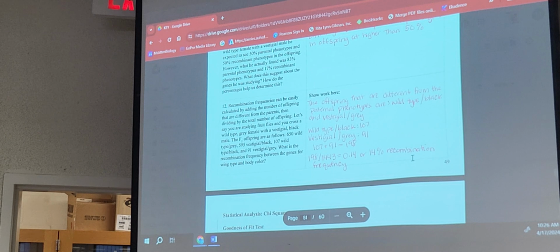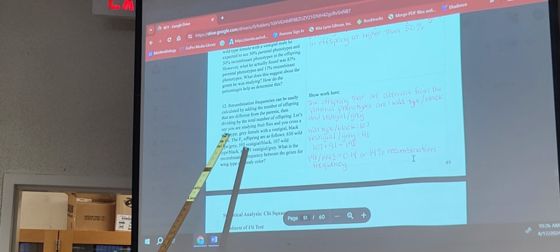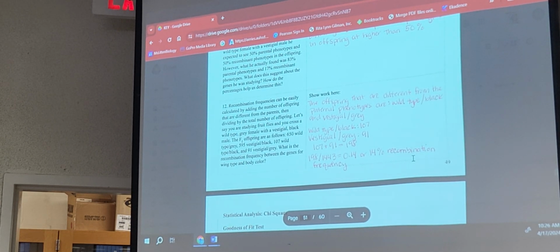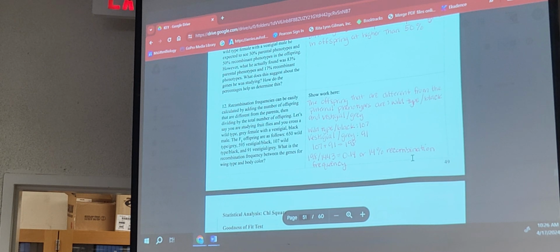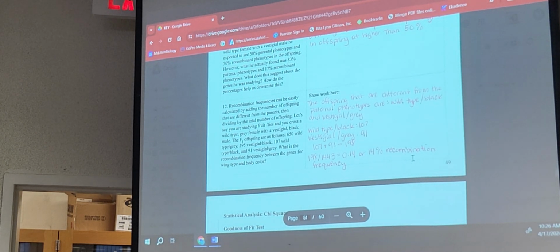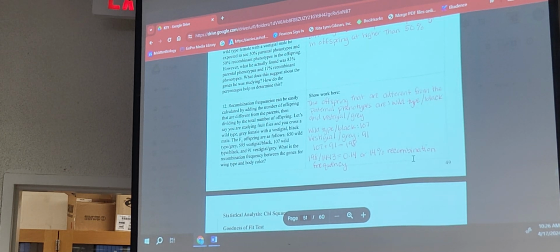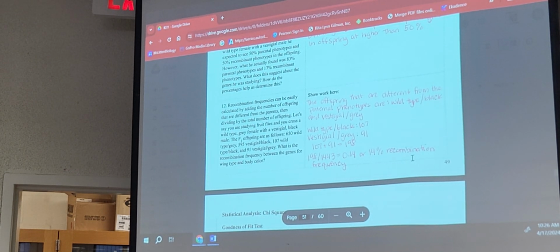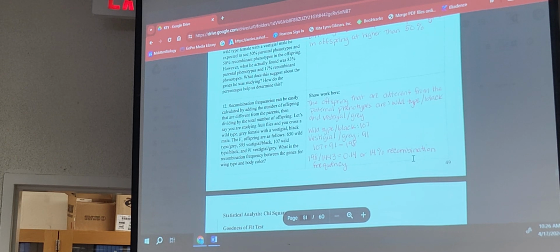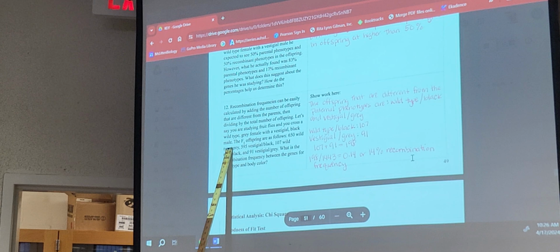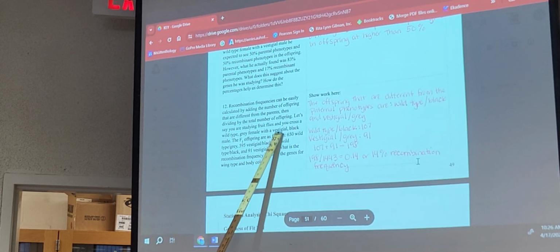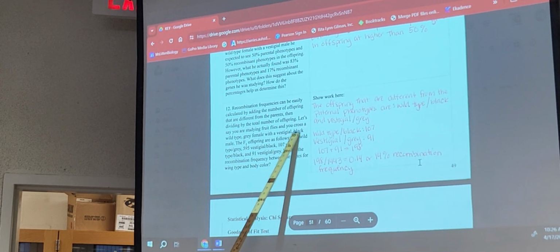Alright. We'll look at this one because it's recombinant. Frequencies can be calculated by adding the numbers of offspring that are different from the parents and dividing by the total number of offspring. Let's say you study fruit flies, and you cross a wild type gray female with a vestigial black male. Gray, wild type, is what we see, so that's dominant. Vestigial is where the placement of the wings is, right?